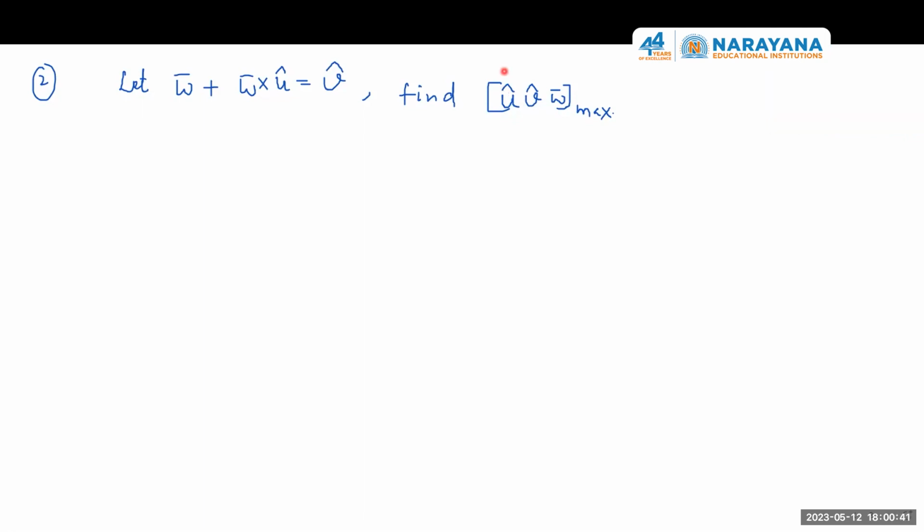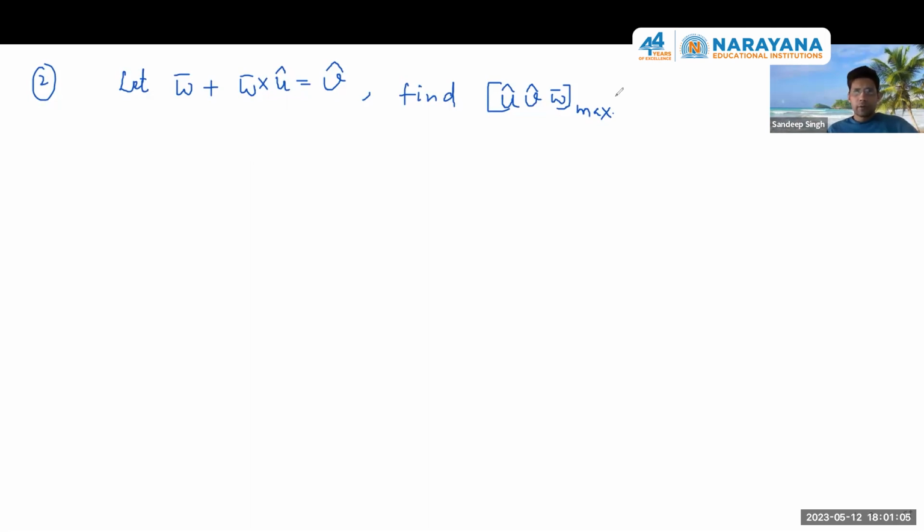1, sir. No, 1 is not the maximum value. Mod omega square. No, the answer is a numerical value, like 1 by 2, 1 by 3, 1, 2, like that. 1 by 2, sir. 1 by 2 is the maximum.